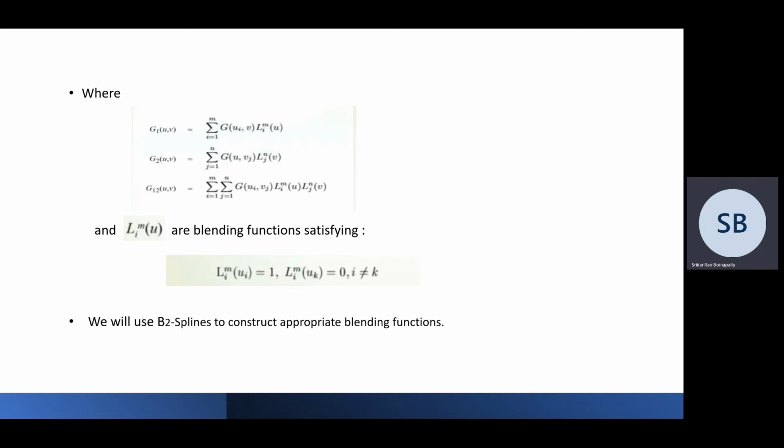Here, Li to the power of m of u are blending functions satisfying Li to the power of m of ui is equal to 1, and Li to the power of m of uk is equal to 0, where i is not equal to k. Here, we use B-splines to construct appropriate blending functions. A B-spline surface is traditionally a tensor product of curves defined using piecewise basis polynomials. The basic idea to construct a Coons surface is to take a univariate interpolation scheme applied to all curves, add the resulting surfaces, and subtract the tensor product interpolation that is defined by the univariate scheme.